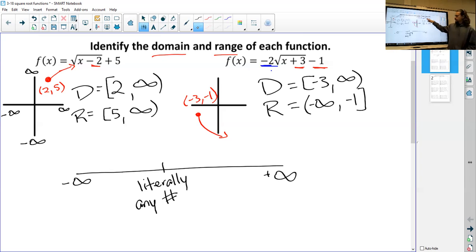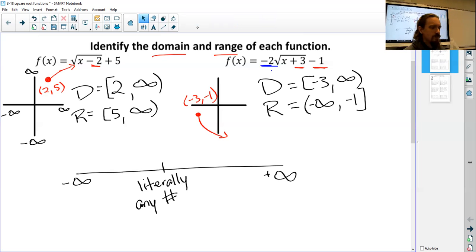So you find your vertex, determine if it's opening up or down, and then use those two pieces of information to calculate your domain and range. Once you get into it, you'll see it'll be like, Ellis, why did this take so much of an explanation? This isn't even that difficult, hopefully.